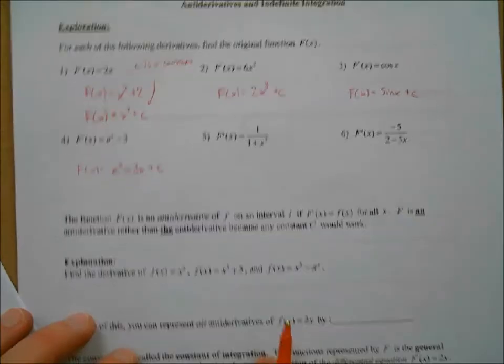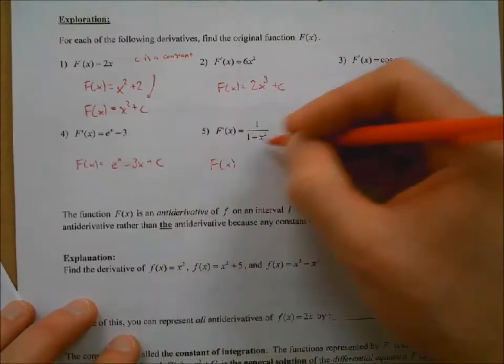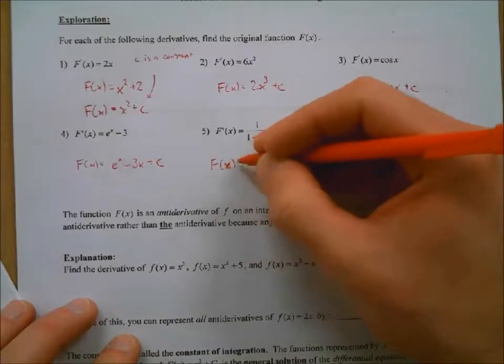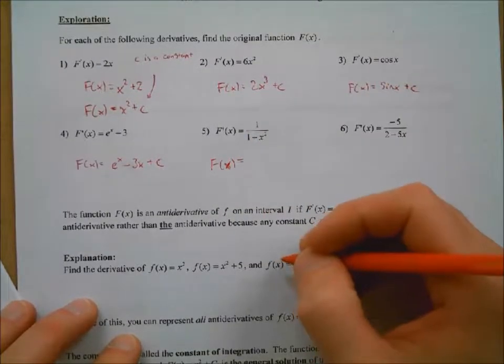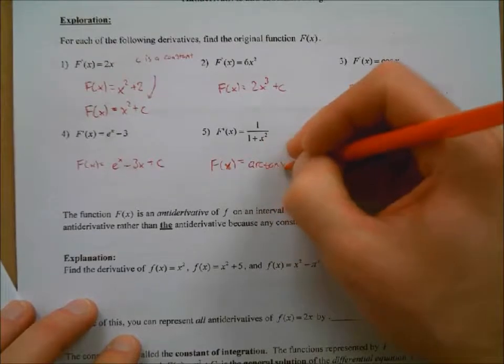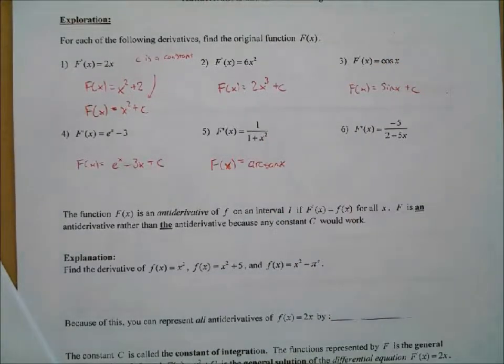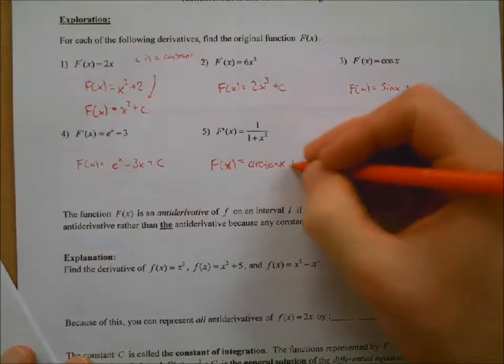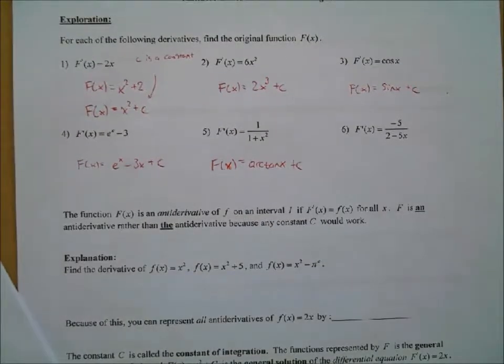Okay. What about 1 over 1 plus x squared? Arctangent of x. Yeah, inverse tangent. Yes, plus c. This is inverse tangent. Inverse trig derivatives. Fun times.